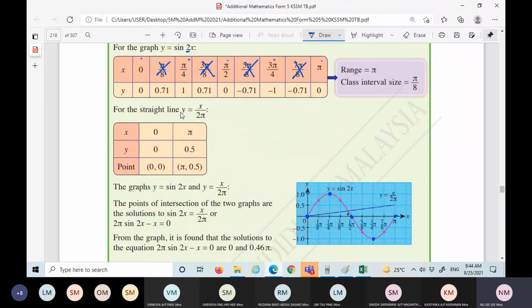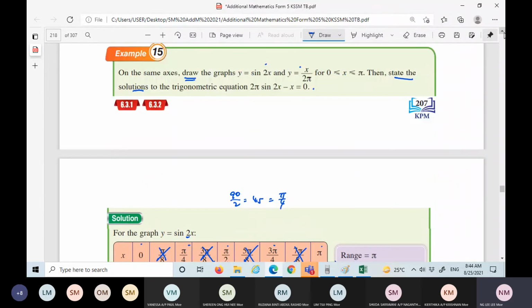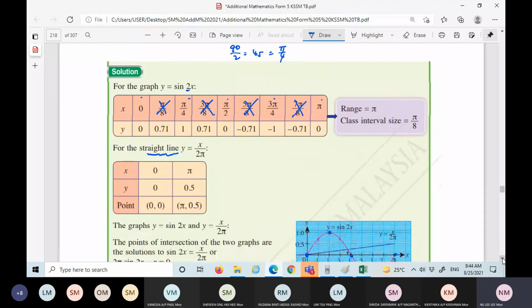Okay, second graph, y equals x over 2 pi. You see x is the numerator, so this is a straight line graph. Be careful, don't make a mistake with the pi. Pi is just a number. So x is at the numerator, and this is a straight line. For a straight line it is very simple: just get the range, the first point and the last point for x. Look at the range. The first point is 0, the last point is pi. So just get these two points. Yes? Does anyone want to ask a question?